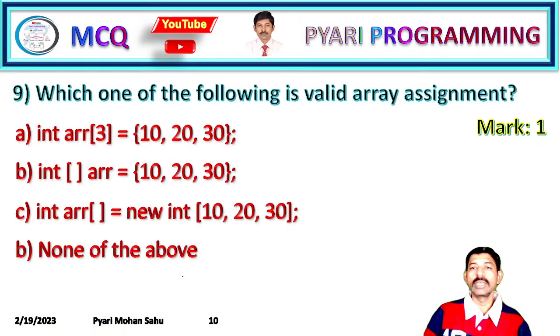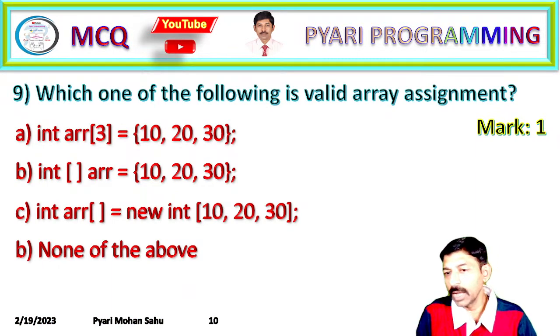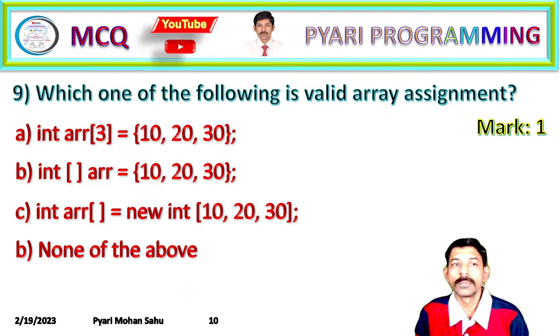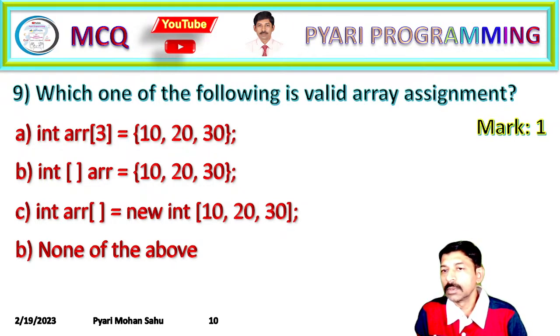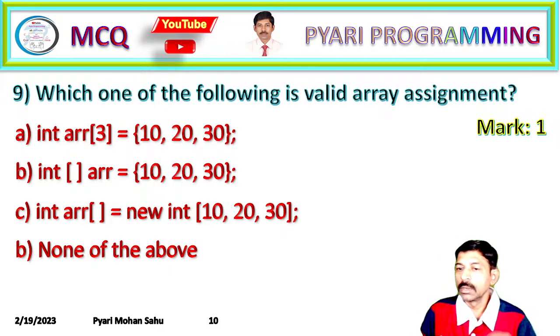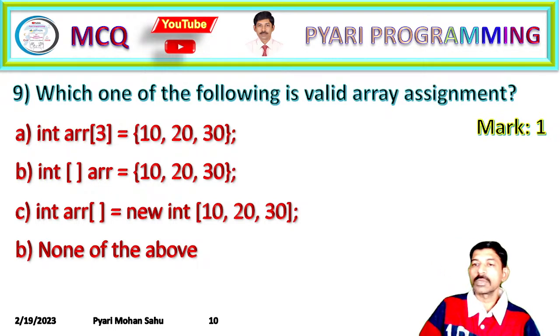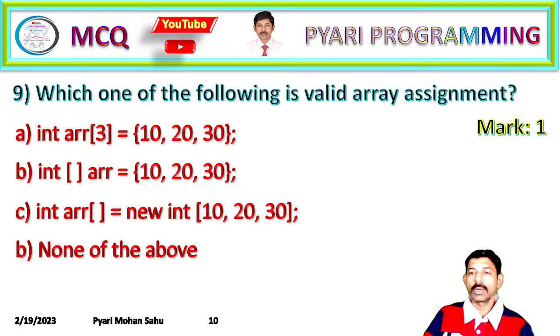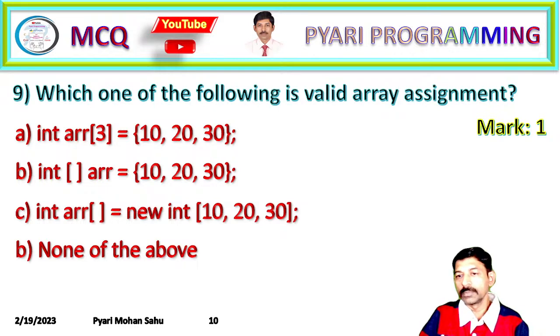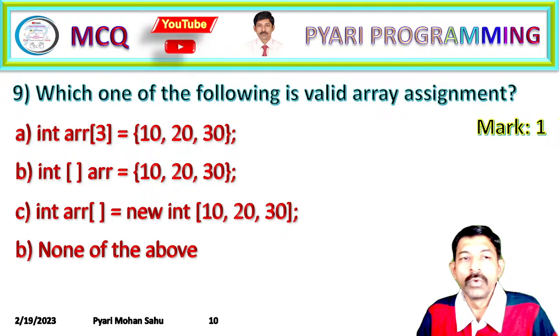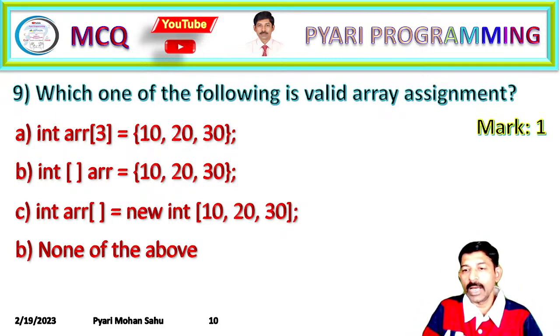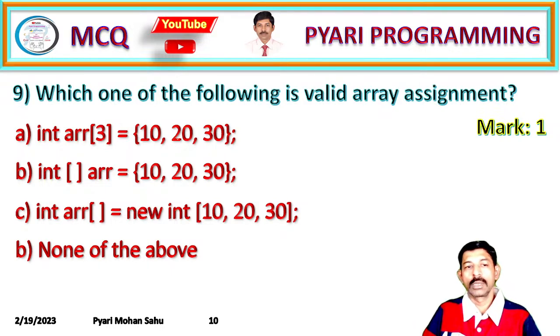Which one of the following is a valid array assignment? Not for the 9th class, only for the 10th class. 9th class can answer this after 1 week, because after 1 week you will have your array chapter, and this belongs to the array chapter. So that's why after 1 week you will be able to answer this one, but not now. Yes, 10th class, which one of the following is a valid array assignment? If I want to assign a value to an array, which one of the following is the correct one?